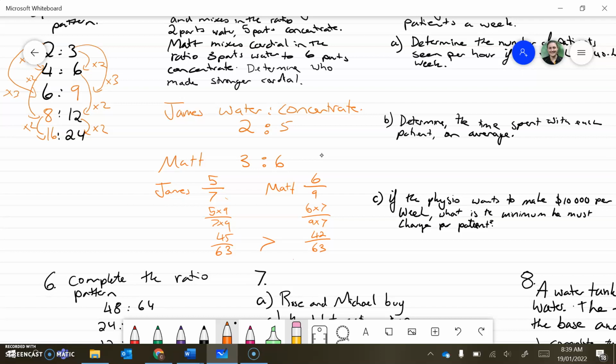So what that means is, therefore, 5/7 is greater than 6/9. So James made the stronger cordial.